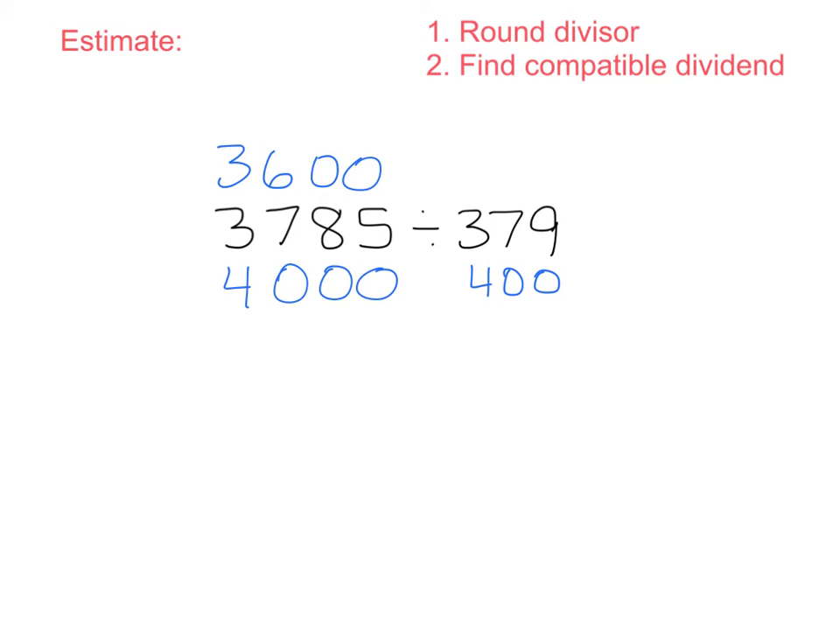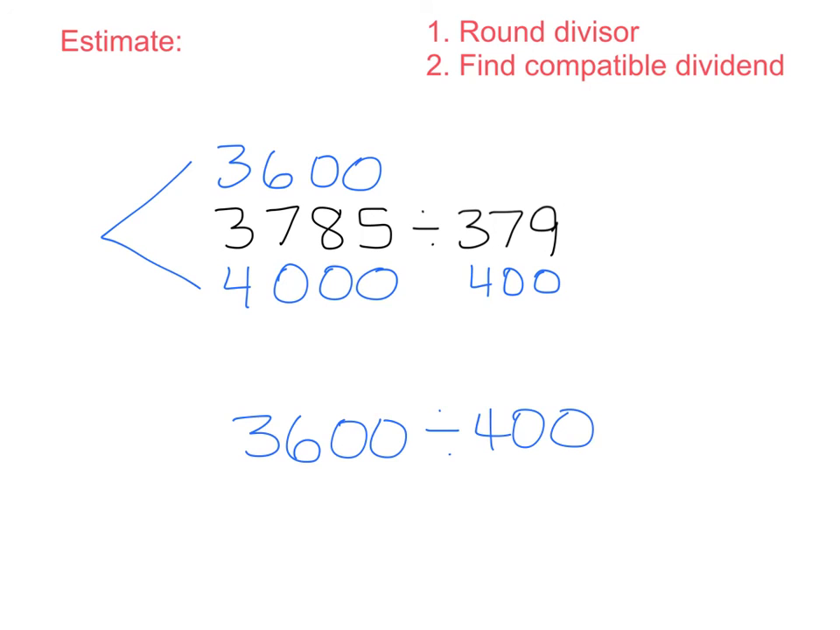Which one of these is closer to 3,785? 3,600 is closer than 4,000. So we'll take 3,600 divided by 400. Now I have nice, easy numbers to divide, especially when I use my shortcut of knocking off the 2 zeros because I'm dividing by a multiple of 100. And 36 divided by 4 is 9.